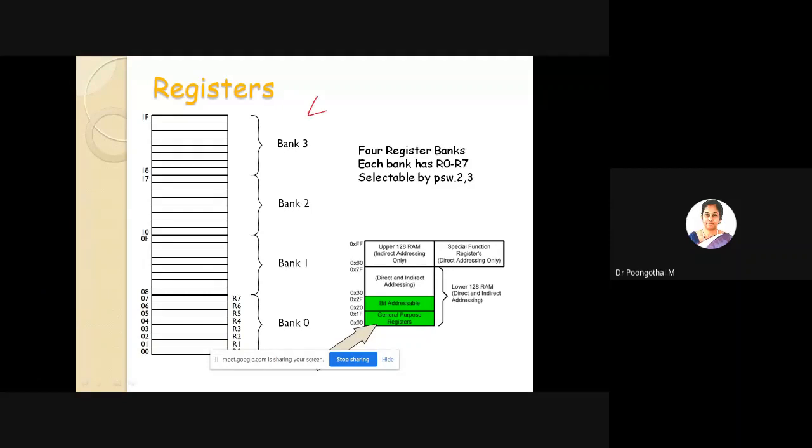How many banks? 4 banks, and each bank contains 8 registers. The size of a register is 8-bit. So 4 into 8, 32 bytes are allocated for this block, bank 0 to bank 3. The address range is from 00 to 1F. These registers can be accessed either by name or address.